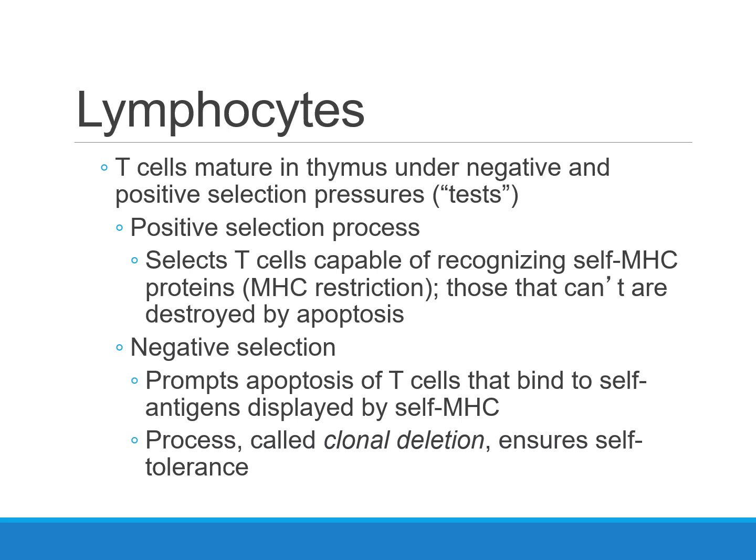Negative selection is what prompts apoptosis of T cells that bind to self-antigen that's displayed by the self cells. This process, called clonal deletion, makes sure that we have self-tolerance. So basically, either way, if you are not able to recognize a cell as belonging to the body, or if you accidentally or on purpose bind to a cell in the body, you're going to be taken out of the process, because you could ultimately attack self tissue, which is the basis for autoimmune disease.